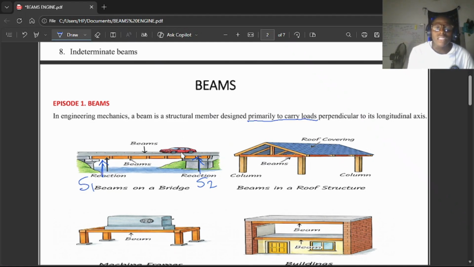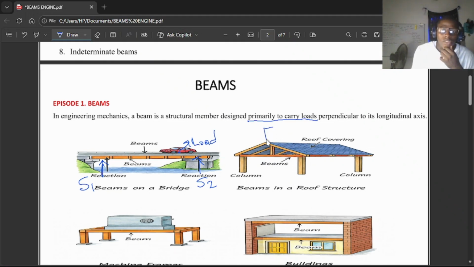Now somebody will ask me, sir, what is the load here? The load is what is moving. This is a load because it's acting alongside a beam. Am I communicating?